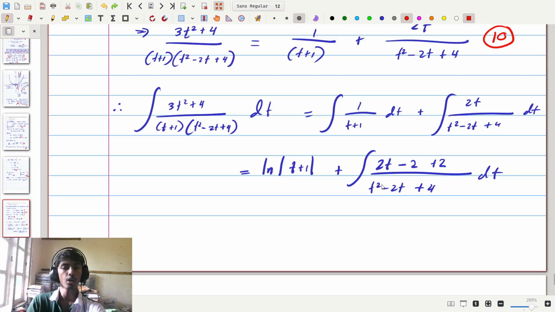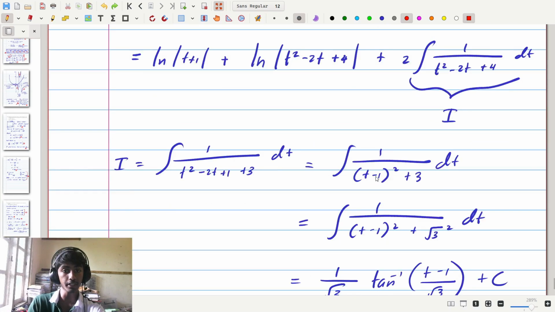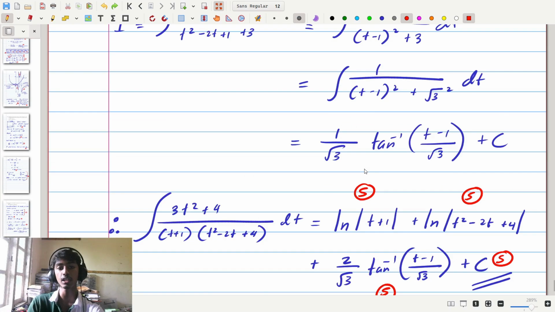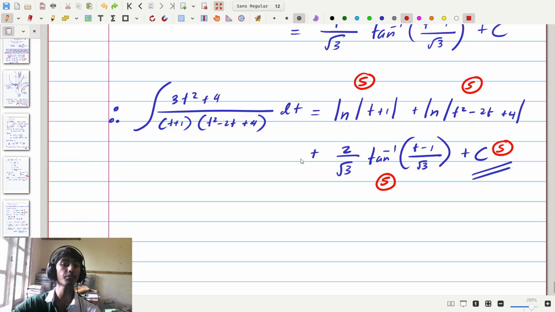Now after this, when you integrate both sides and simplify all of the integrals, you get a total of 3 integrals and a constant term, which when you write out like this, for finding the first integral, natural logarithm of modulus of t plus 1, you get 5 marks. For finding the second integral, natural logarithm of modulus of t squared minus 2t plus 4, you get another 5 marks. And finally, for finding 2 over root 3 times tan inverse of (t minus 1) divided by root 3, you get another 5 marks. And at last, for finding the constant term c, you get another 5 marks. It is very important that you write plus c, because this is of course an indefinite integral.